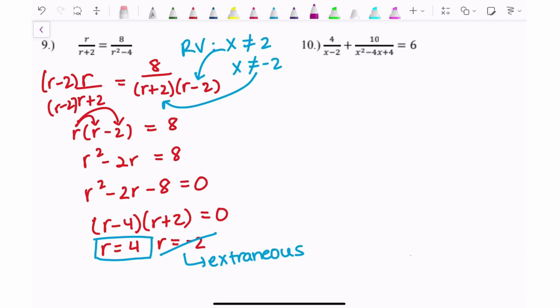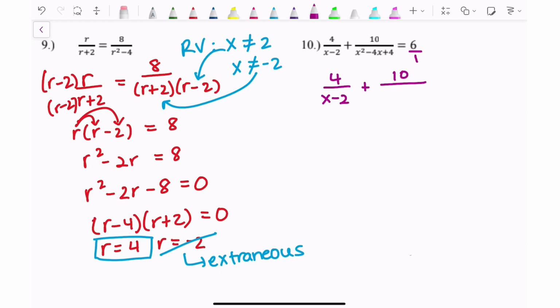All right, one more example. For number 10 here, we have 4 over x minus 2, and then we have 10 over x squared minus 4x plus 4, and then we have 6 over 1. I like to write a 1 when there's no denominator there to remind me that it still needs a common denominator. I'm going to leave the 4 over x minus 2 alone for now, and I'm going to factor the second denominator.